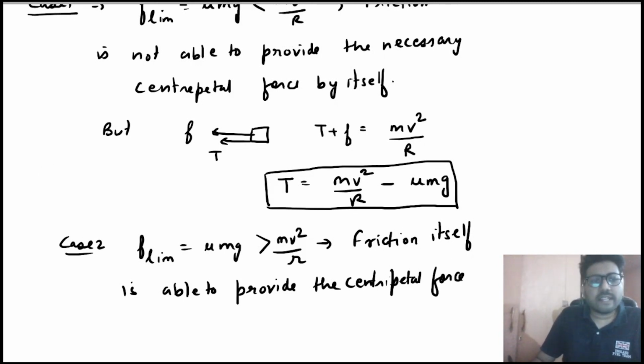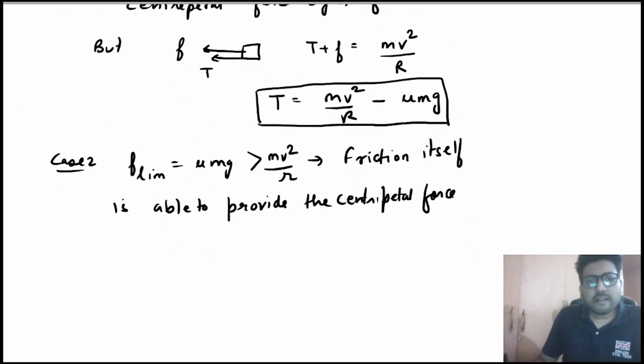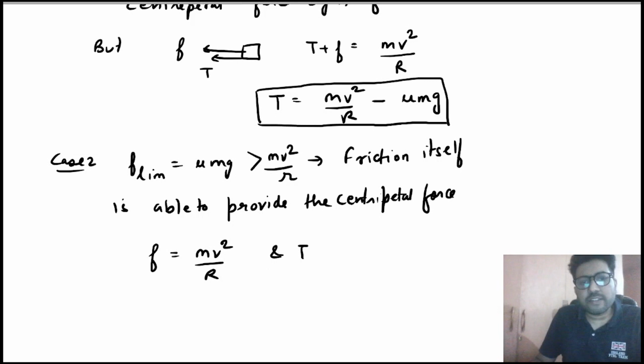So you will say that friction will only act and there will be no tension. So you will say friction is equal to mv square by r and the tension force will be 0.